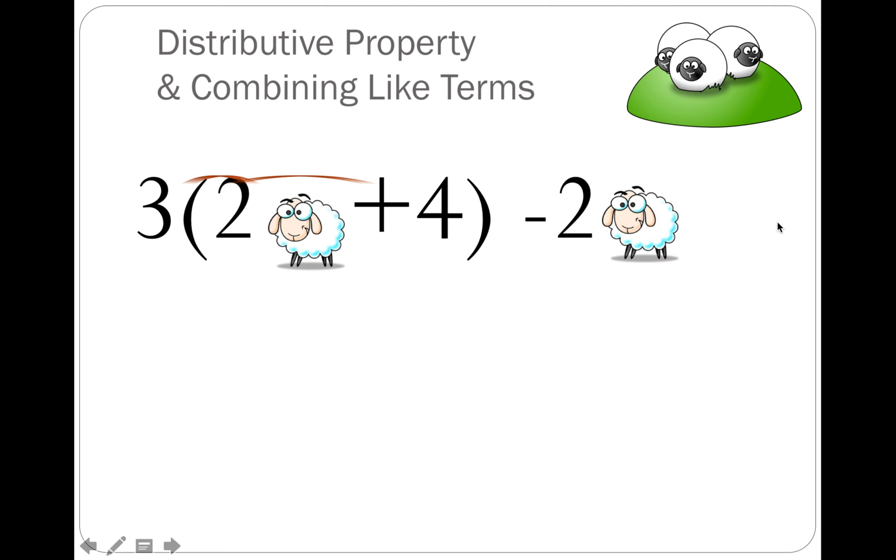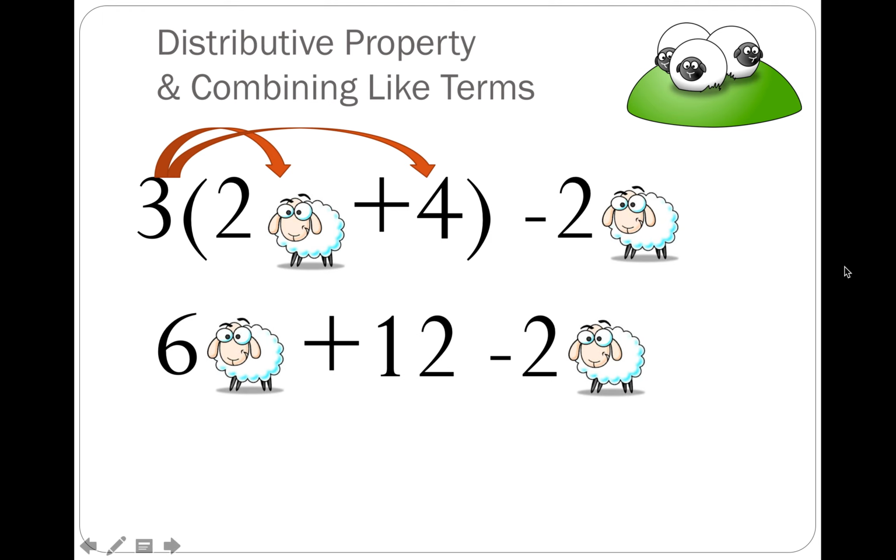So first we're going to distribute the 3 by multiplying it to each of the terms inside. 3 times 2 is 6. So those 3 cages that each have 2 sheep, when we bust them out, there's going to be 6 sheep out in the meadow. And then there's going to be the number 12, 3 times 4. Now that all the sheep are out in the open, we can better count how many we have. Well, 6 minus 2 is 4, so we have 4 sheep plus 12.